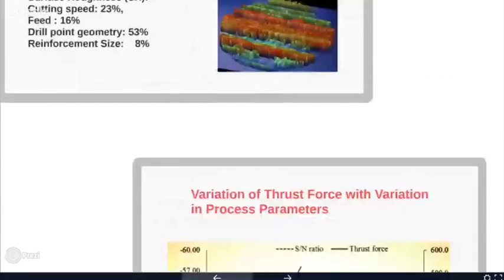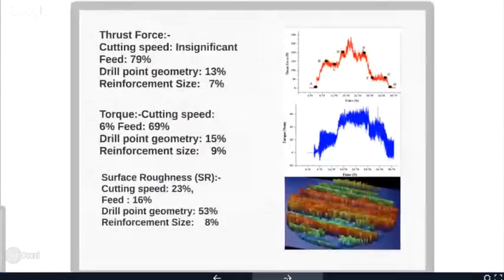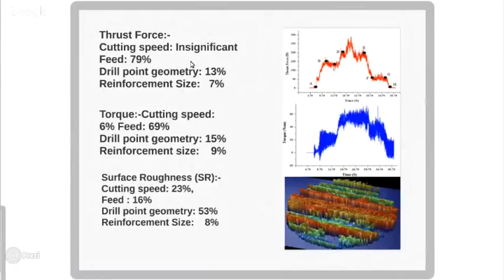In the same way, we have observations for torque as well as surface roughness, and we quantified it and found that in the case of thrust force, the cutting speed is insignificant. I only present here the graph of the thrust force. The torque and surface roughness graphs are not available in this presentation.